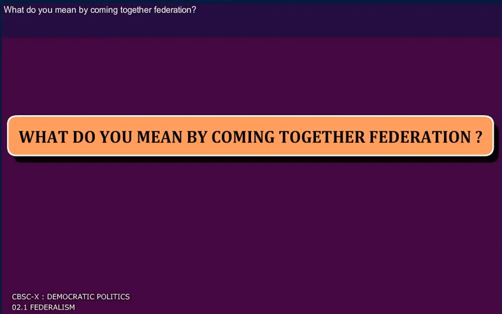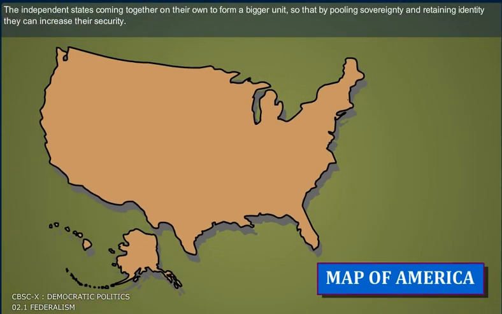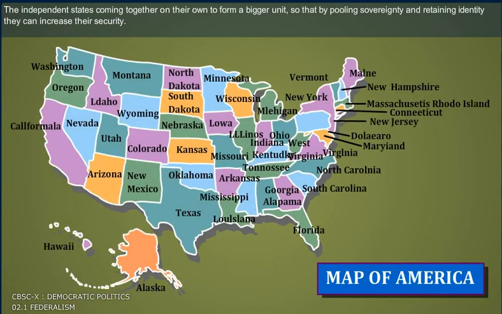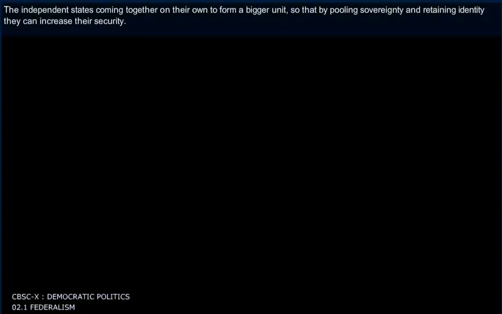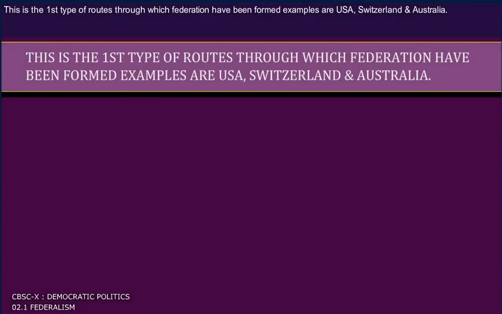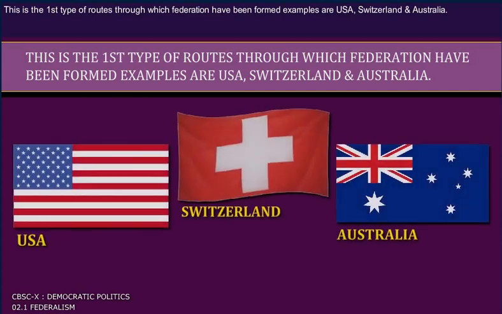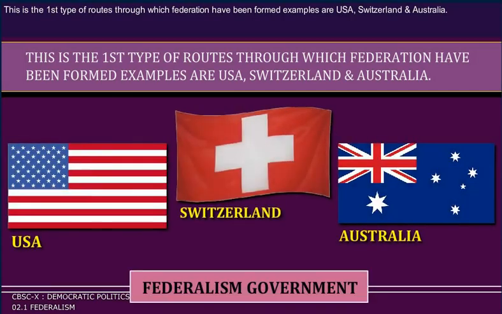What do you mean by coming together federations? The independent states coming together on their own to form a bigger unit so that by pooling sovereignty and retaining identity, they can increase their security. This is the first type of route through which federations have been formed. Examples are USA, Switzerland, and Australia.